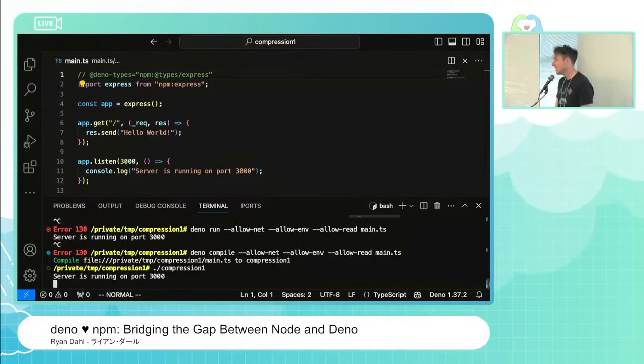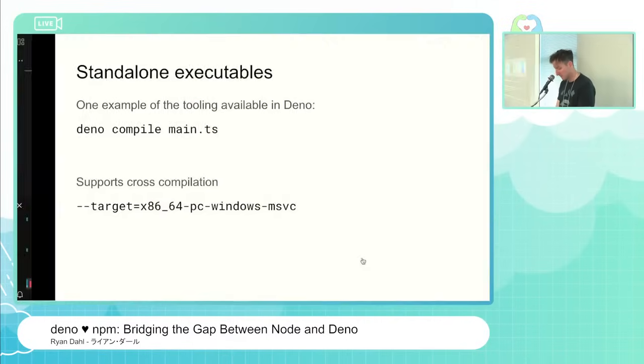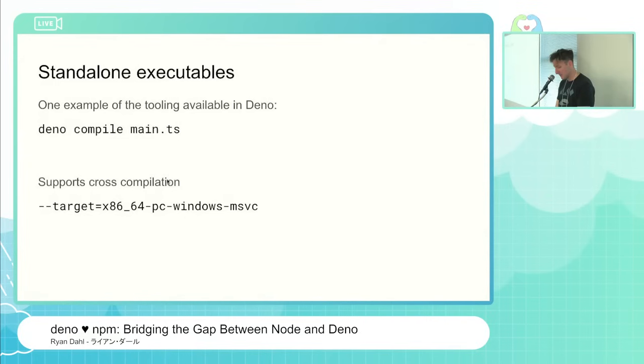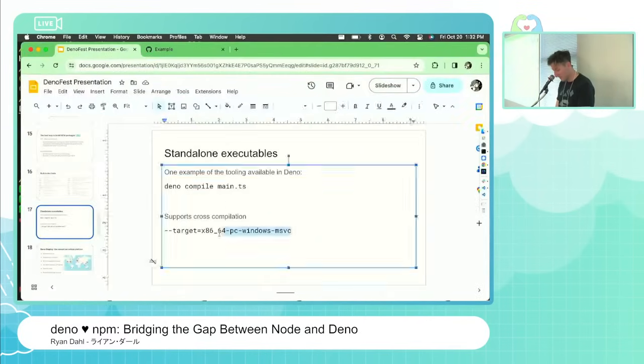I'm using Macintosh here. This is a little ARM64 Macintosh binary, but we can also cross-compile, which is pretty interesting. So let's say you wanted to now get an executable that runs on Windows. You can also do this with --target equals, I have to remind myself, x86_64. Wait, I'm going to copy and paste that guy.